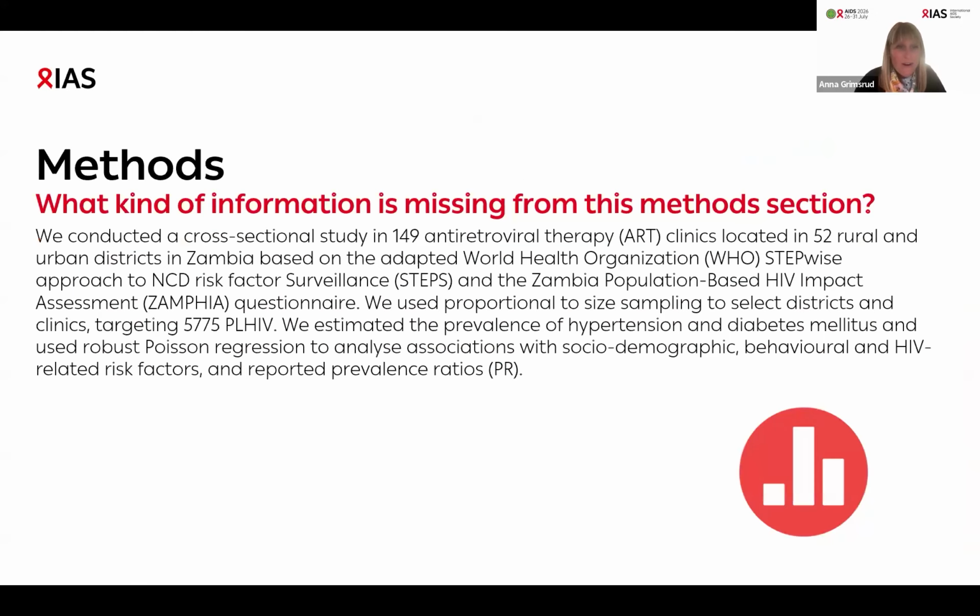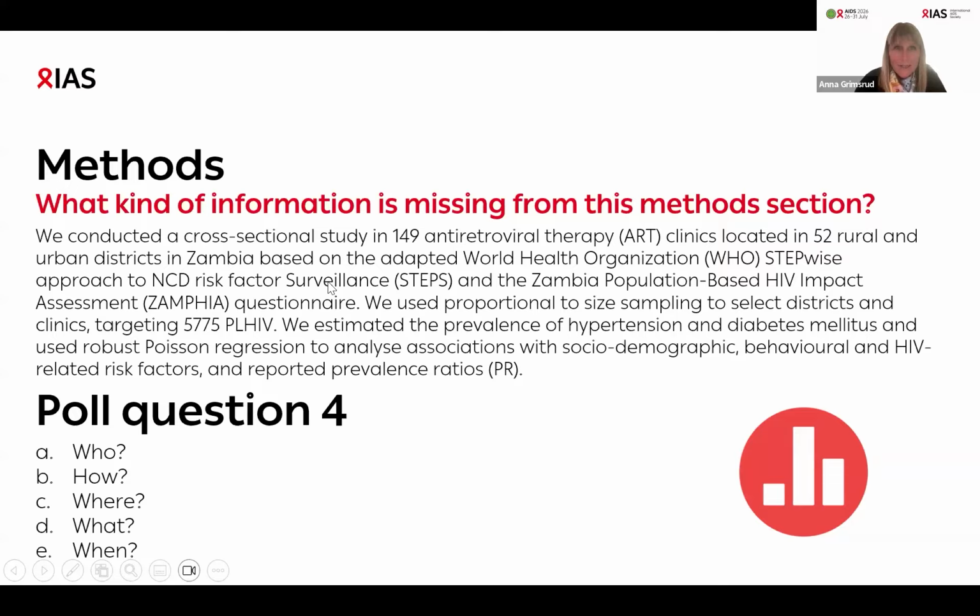Okay, on to our example. So we conducted a cross-sectional study in 149 ART clinics in 52 rural and urban districts in Zambia based on the adapted WHO STEPwise approach to NCD risk factor surveillance and the ZAMFIA questionnaire. We used proportional to size sampling to select districts and clinics, targeting 5,775 people living with HIV. And we estimated the prevalence of hypertension and diabetes and used Poisson regression to analyze associations with sociodemographic, behavioral, and HIV-related risk factors and reported prevalence ratios.